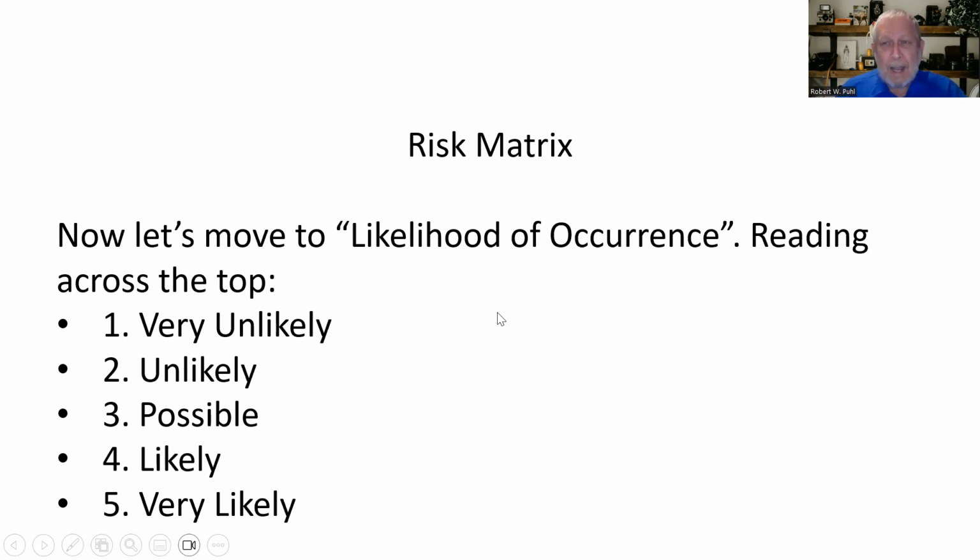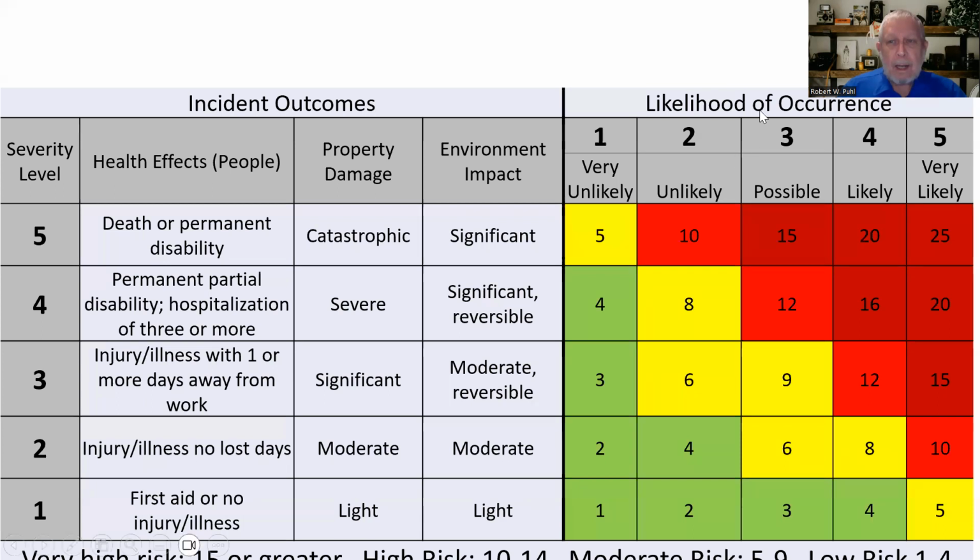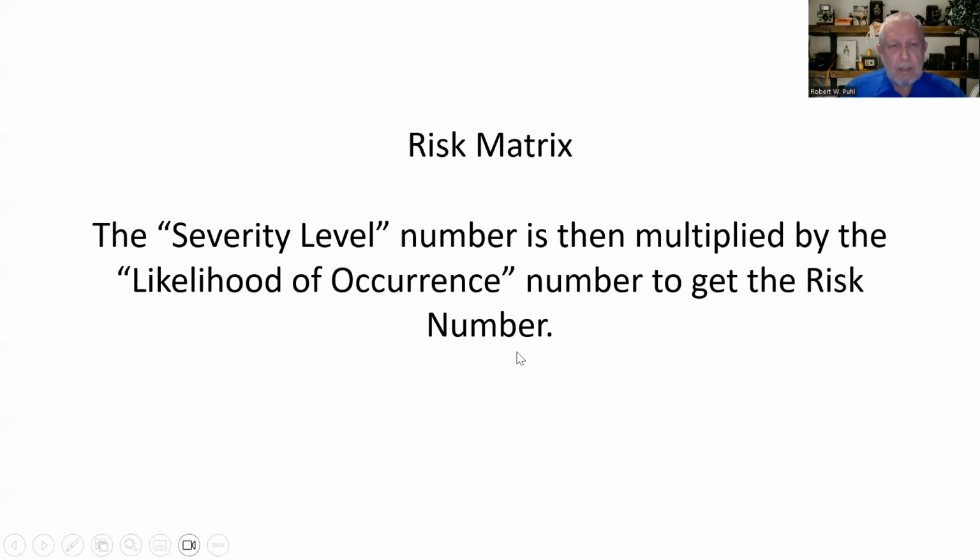Now let's move to likelihood of occurrence, reading across the top. 1 is very unlikely, 2 is unlikely, 3 is possible, 4 is likely, and 5 is very likely. Again, likelihood of occurrence over here, 1, 2, 3, 4, 5. The severity level number is then multiplied by the likelihood of occurrence number to get the risk number.